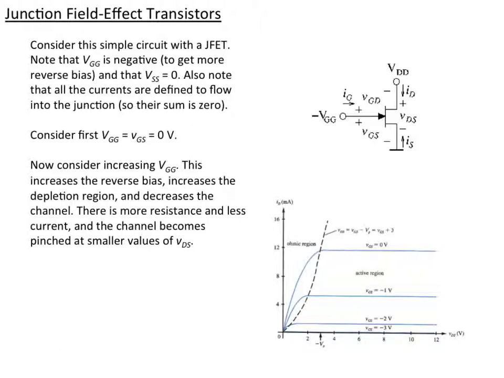Now, that was the case where VGG is 0. Now let's try increasing VGG, making the gate voltage more negative. As we do that, the difference between the drain and the gate is larger, and we pinch off earlier, and so we rise and we pinch off earlier, giving us a lower current when we become constant.